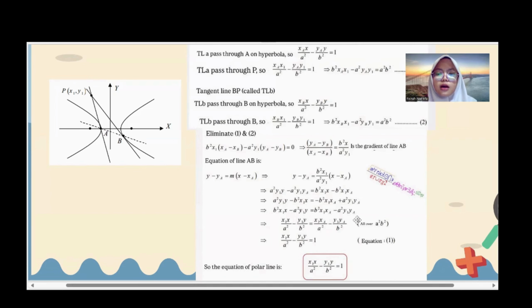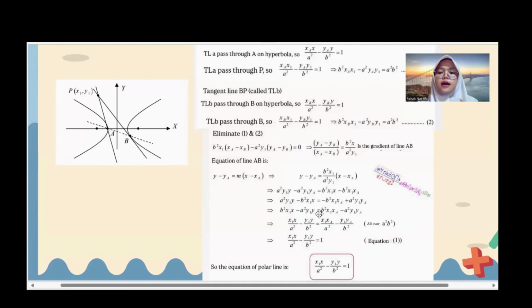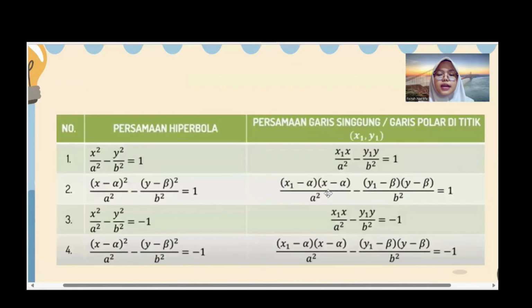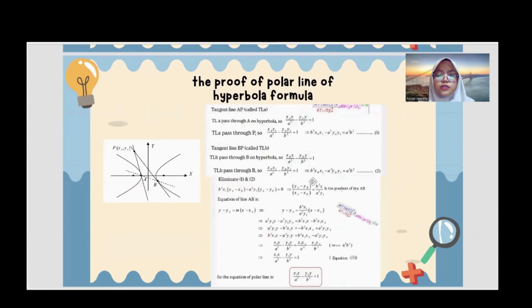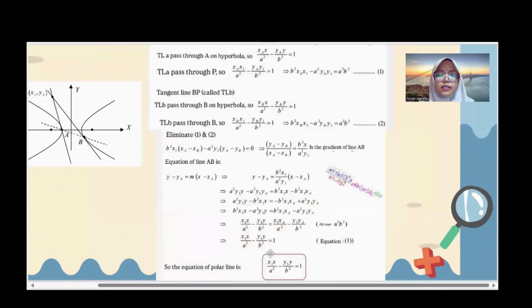Then we just do the algebraic work. I'm sure that you guys are familiar and can do this. And we got the final equation: x1 times x all over a square minus y1 times y all over b square equals 1. So this is the formula of the polar line. Since we know that if we have a horizontal hyperbola with center 0,0, we have this kind of tangent line equation, and the polar line equation is also the same.